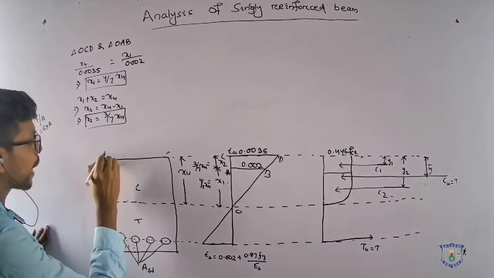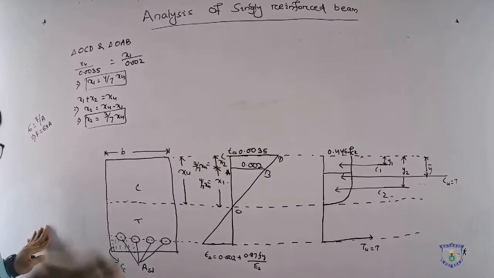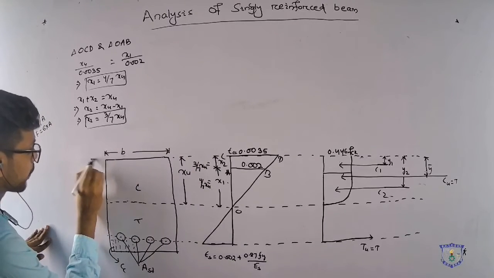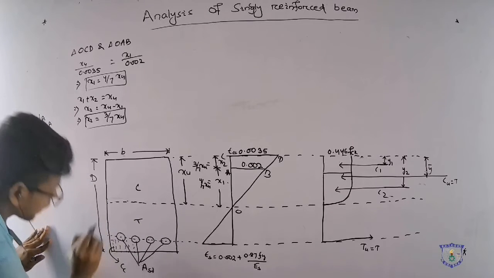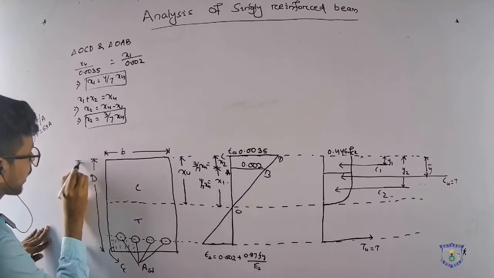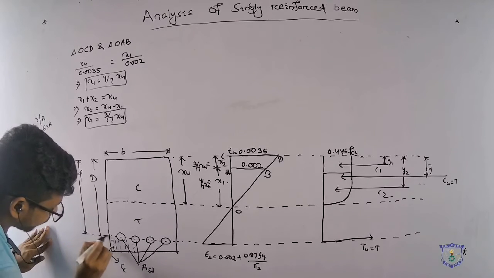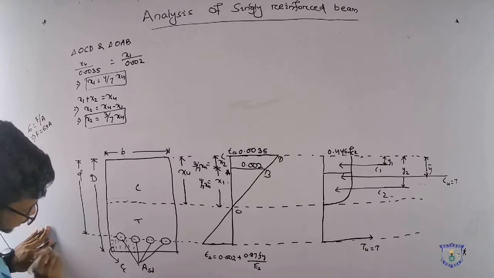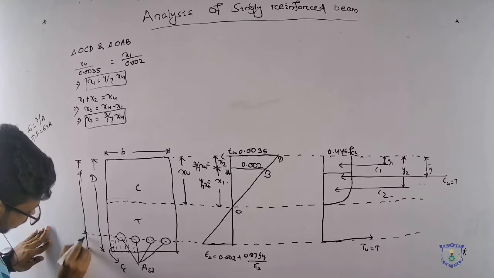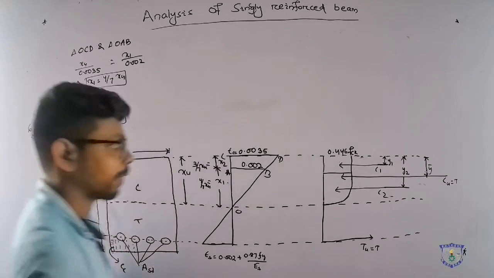This is the breadth of the section, B. I already told you in the first figure, this is the average overall depth D. This to this is the effective depth up to the center of the tensile reinforcement. Up to this one is clear cover CC, and this to this is known as effective cover, DC or DE.